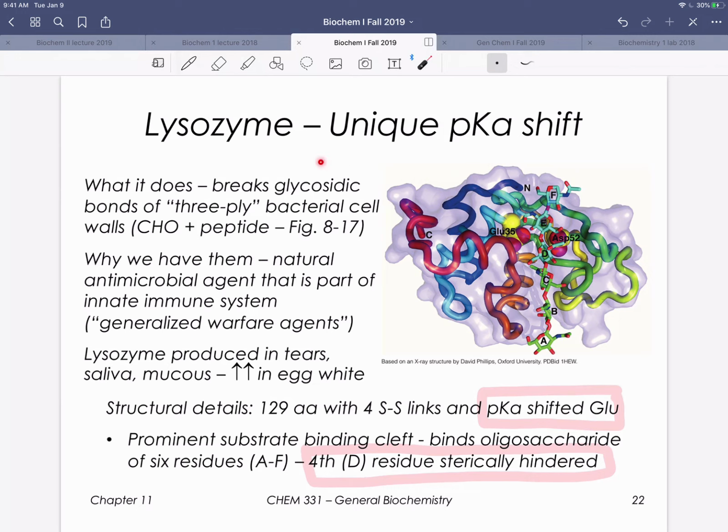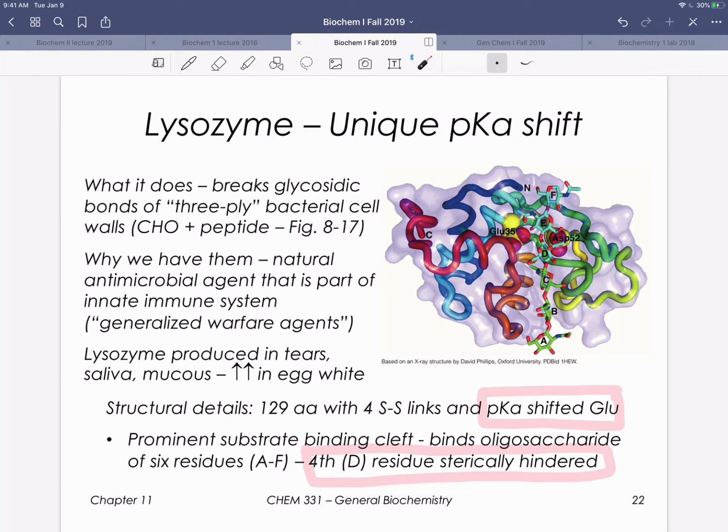So again, lysozyme breaks glycosidic bonds. It actually interacts with glycosidic bonds that are in bacterial cell walls. So really interesting aspect of bacterial cell walls is they tend to be this 3-ply component of having glycosidic linkages with carbohydrates, peptide linkages, and then disulfide bonds within those peptides. And so we have this network that needs to be broken. And so lysozyme helps to do that.